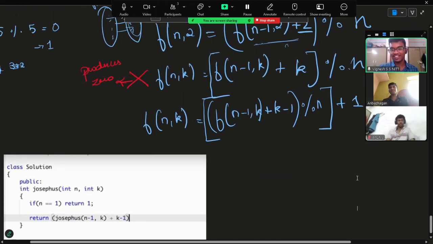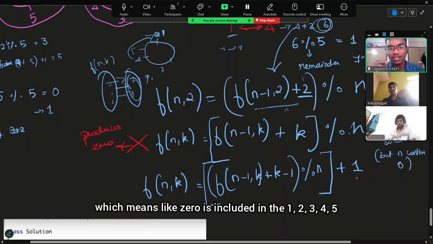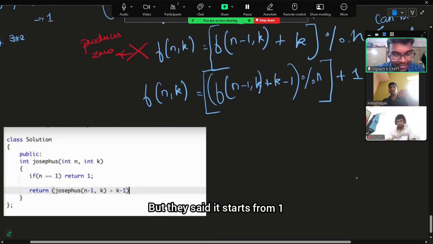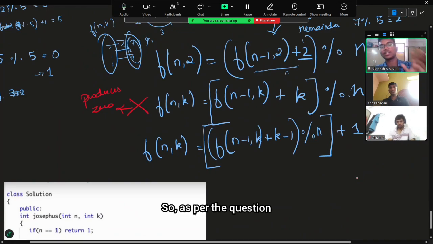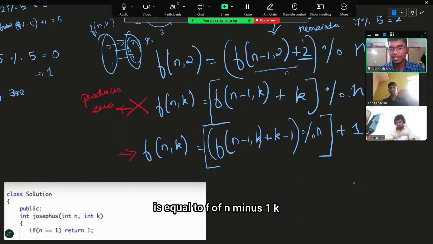Now if you have seen the equation, we have written f of n, k is equal to f of n minus 1, k plus k minus 1 mod n. I have explained this. This equation is wrong because it produces 0, which means 0 is included in 1, 2, 3, 4, 5. But they said it starts from 1. So as per the question, we are not using this equation. So we are sticking to the equation with plus 1.